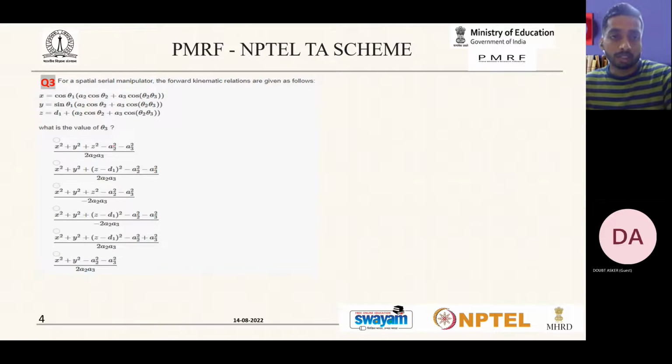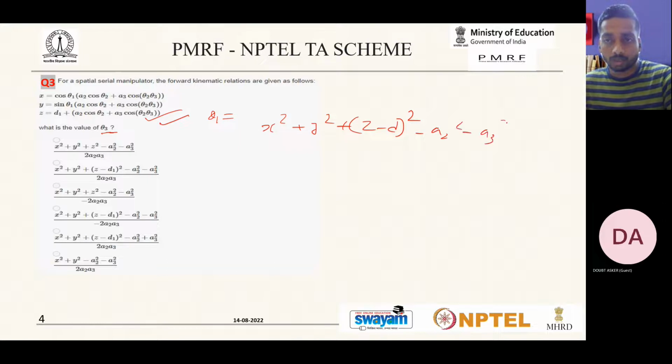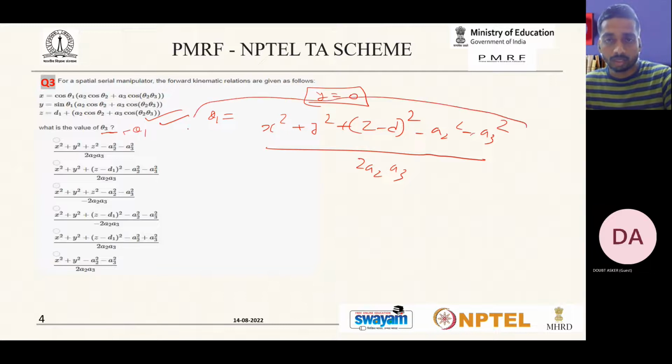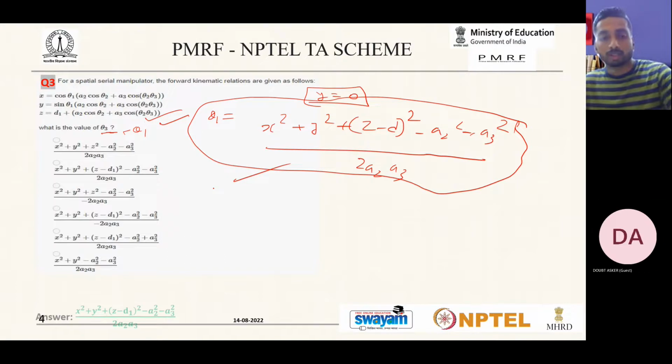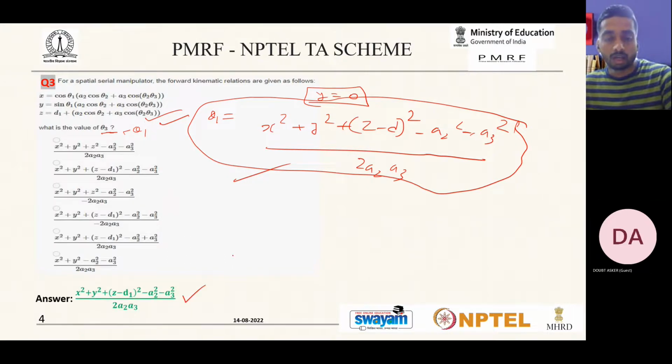The same question we have here as well, question number 3, with the same equations. It is asking to find theta 3 without theta 1. The expression we got there was z minus d1 square minus a2 square minus a3 square, divided by 2 a2 a3. There y was equal to 0, but here it will not be 0 because there's no condition on theta 1. So in general, the equation will be this. As we have solved the earlier question, the correct answer will be this. This is just a repetition of that question.